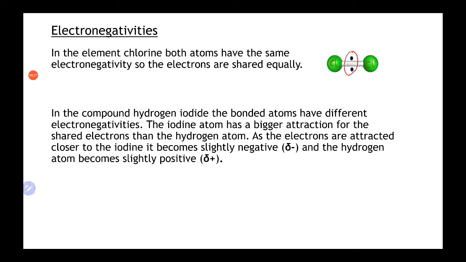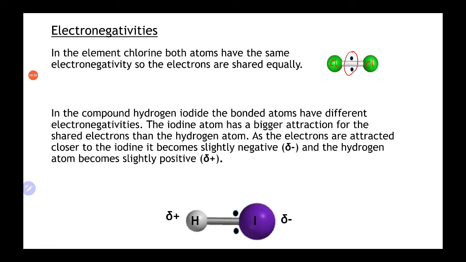So, say for example, we had hydrogen iodide. This time we've got elements that are completely different. And as I said, this is all still down to nuclear charge. It's to do with your number of electron shells as well, which we'll look at in a second. Looking straight at the data book, you can see that iodine has a larger electronegativity value, so it has a bigger attraction for the electrons in this molecule.